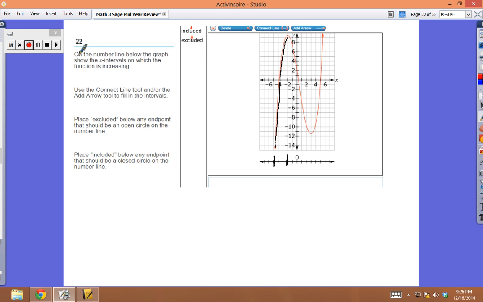So I'm not sure what we want. How do they want us to show that? Use the connect tool. Place excluded below any endpoint. Ooh. I'm not sure how to manipulate this, but it's increasing from here to here. That dot all the way up, it's going to have a positive slope. So how do we show that on the number line below? So the number line below is going to be from here on, it's increasing.